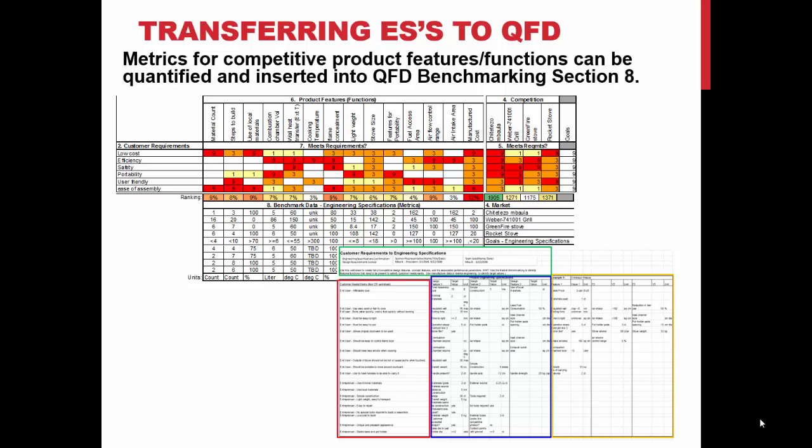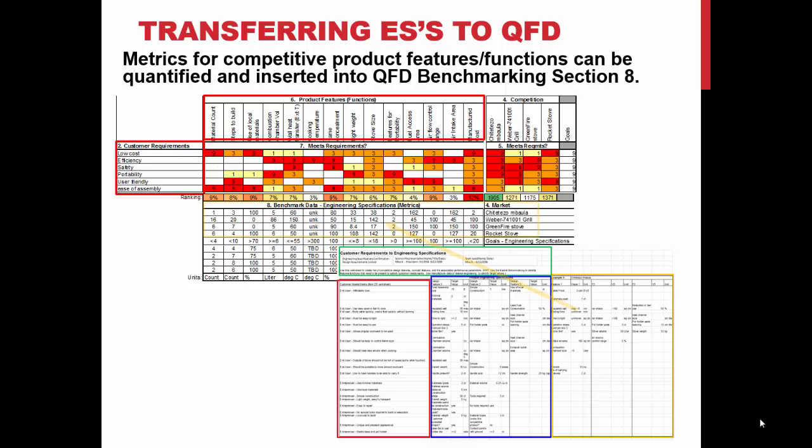From there, once we get this information pulled together in our engineering specification sheet, we can now transfer that information to the QFD. Of course, the customer requirements as listed here will be compiled and put into the sheet. They're already there from our earlier work. We can look at the customer requirements and understand the action terms in there and help us to develop a list of product features and functions which would go into the QFD.